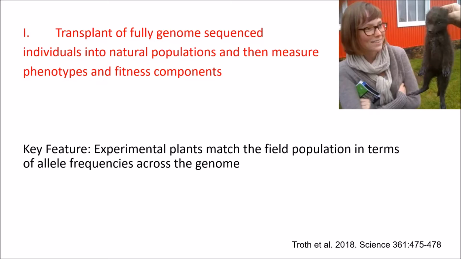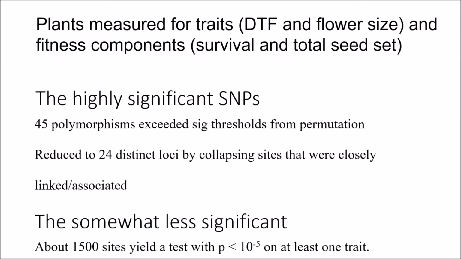And that was done because we extracted the lines from this particular population. We were also able to confirm that allele frequencies in the lines match those in the natural population when we directly genotype individuals. Now, the experiment was fairly straightforward. Plants, as they develop, are measured for traits such as days to flower and flower size, as well as fitness components such as survival and total seed set. And we go to every single SNP in the genome, and we ask, do you affect each trait, and do you affect each fitness component, and do you affect the relationship between traits and fitness components?